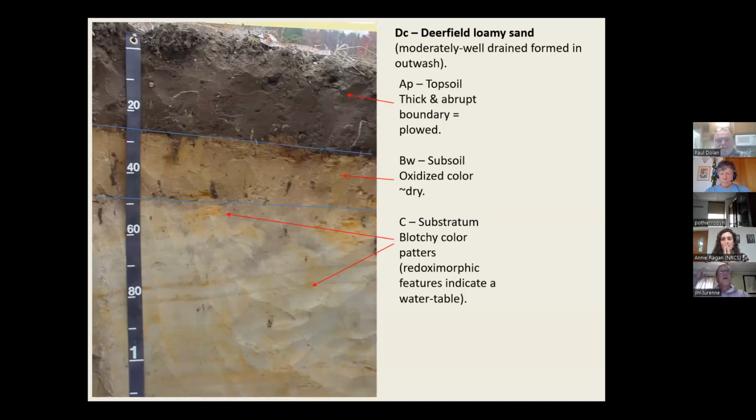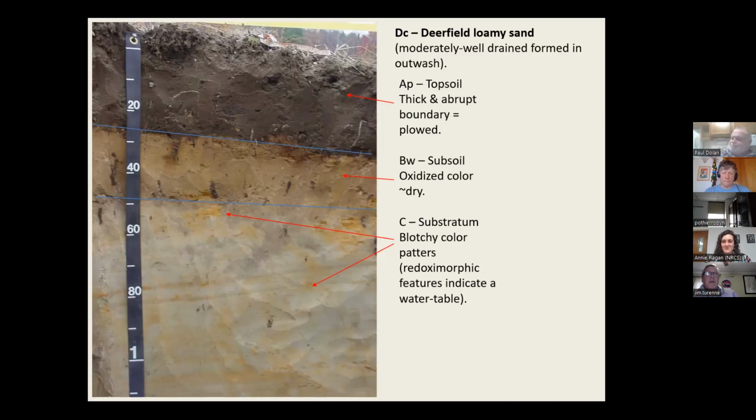Technical difficulties. So, Deerfield soil, it says it's moderately well drained. That tells me that it's got a drainage issue. It's not very wet, but it's wet enough to have wetness issues that I can see in this lower horizon with those blotchy colors in that C horizon. Above that, the topsoil is a really thick, dark colored material, and it has a very abrupt boundary. That's telling me that soil has been plowed and farmed for agriculture.